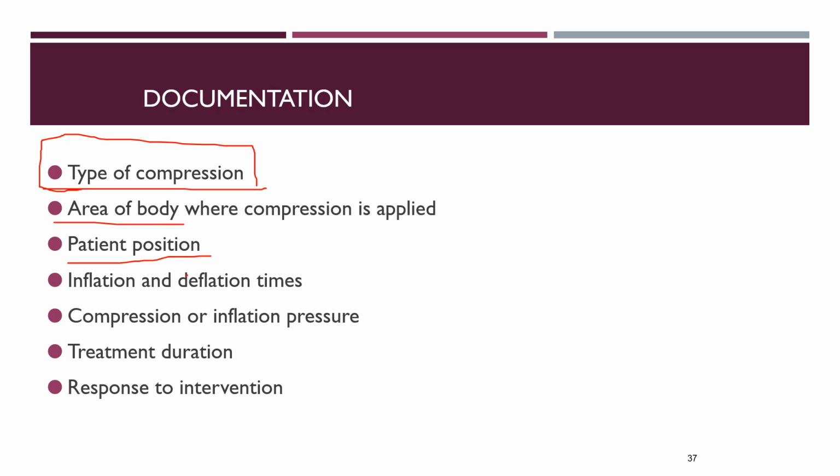If you're using something like a pump, like an intermittent compressive device, you would want to document the inflation and deflation time, essentially the on time and the off time. Also the pressure at which you're inflating that cuff, the treatment duration, and the response to the intervention. So using your measurement tools that we talked about earlier, the girth measurements, those kinds of things, you'd also want to document. Is this a good treatment for this person? How do we know? Well, we know by the response to the intervention.